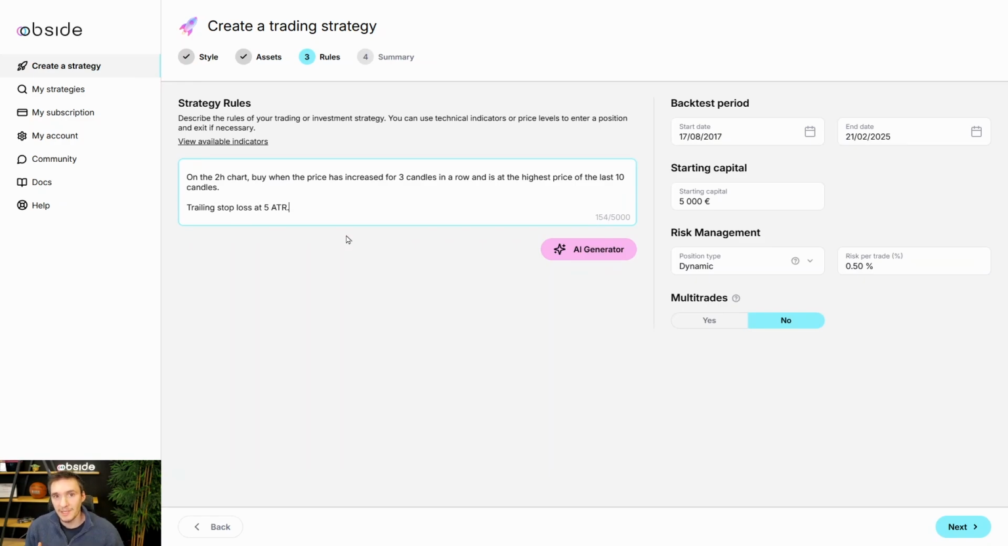I can express things the way I want as long as it's clear enough. We'll backtest this strategy over the last 7 years with a starting capital of 5,000 euros, and we'll risk 0.5% of our capital per trade, and we will allow multi-trade so that we can have more than one trade open at once. All right, let's go to the next step.